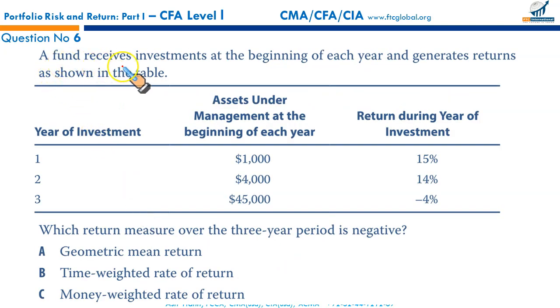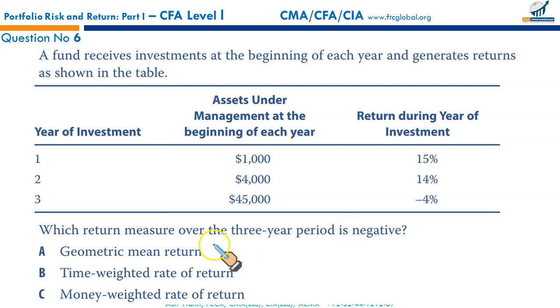A fund receives investments at the beginning of each year and generates returns as shown in the table. Year of investment: 1, 2, 3. Assets under management at the beginning of each year: 1,000, 4,000, 45,000. The return during each year of investment: 15%, 14%, and negative 4%. Which return measure over the 3-year period is negative?